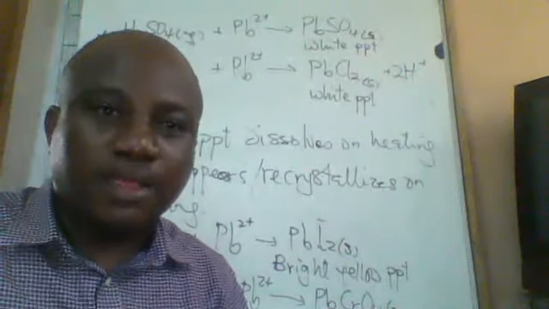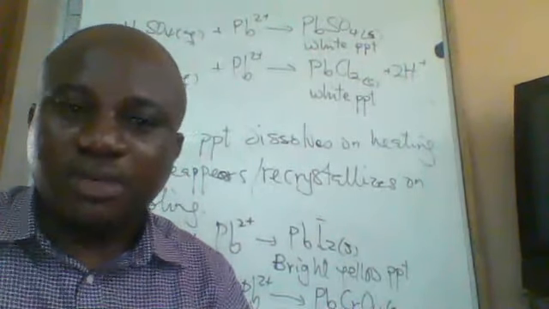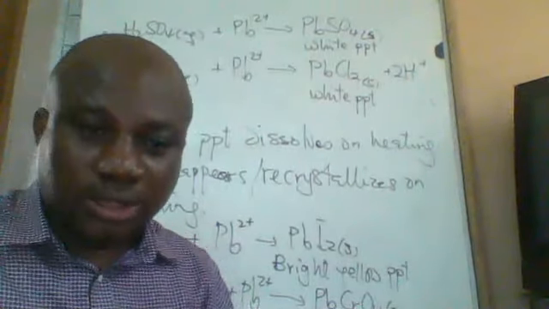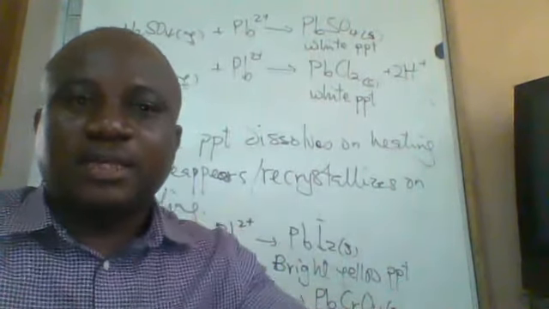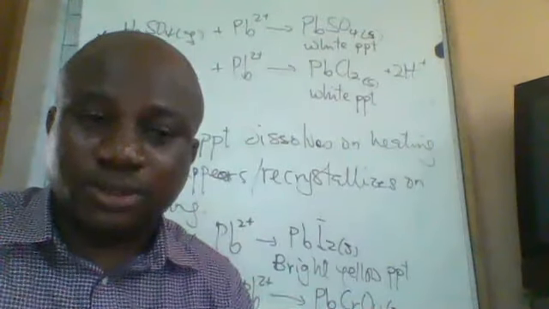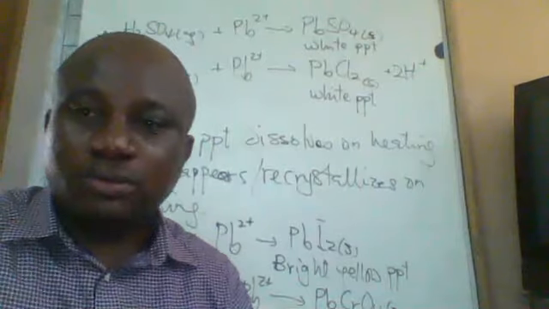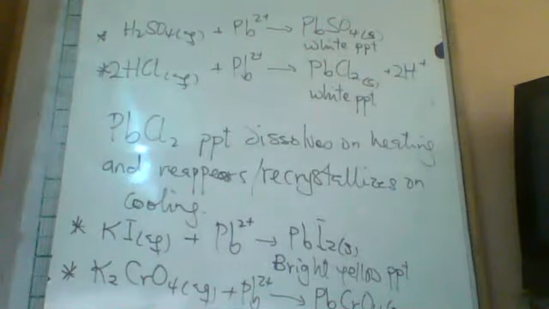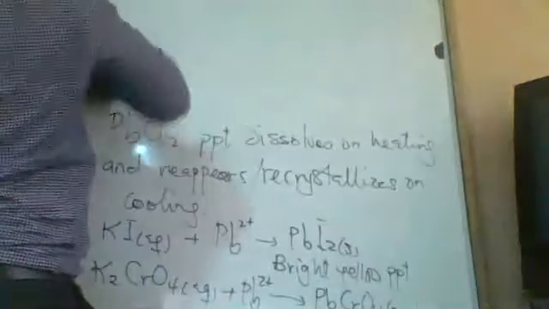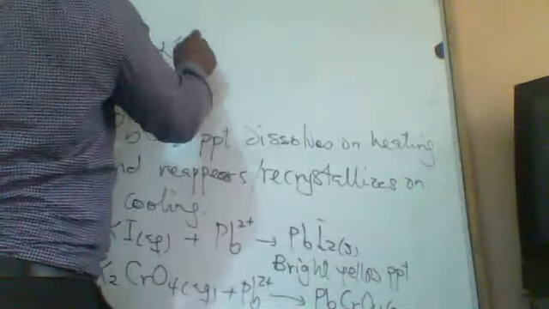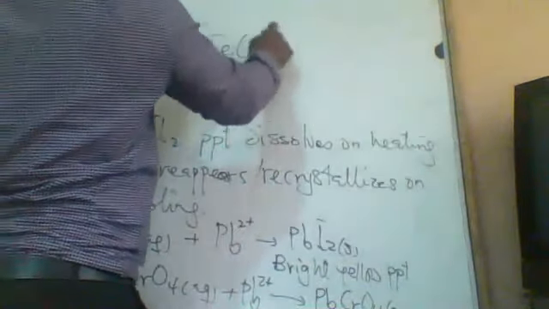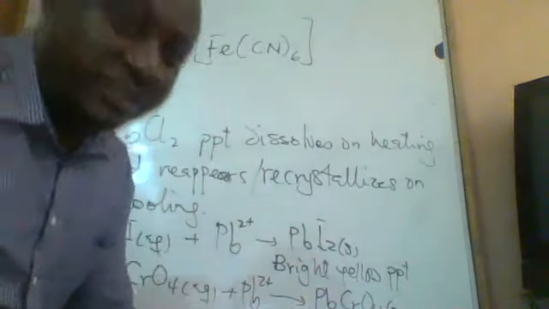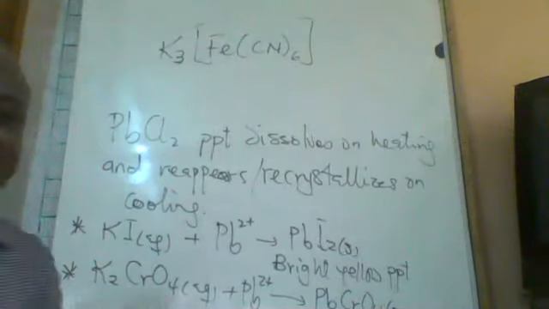Apart from that, we can use potassium hexacyanoferrate 3 solution. When you add it to the test solution that contains copper 2 ions, that's going to give you reddish brown gelatinous PPT. Reddish brown gelatinous PPT. So for that one, the complex is potassium hexacyanoferrate 3. The one we use for zinc is potassium hexacyanoferrate 2.